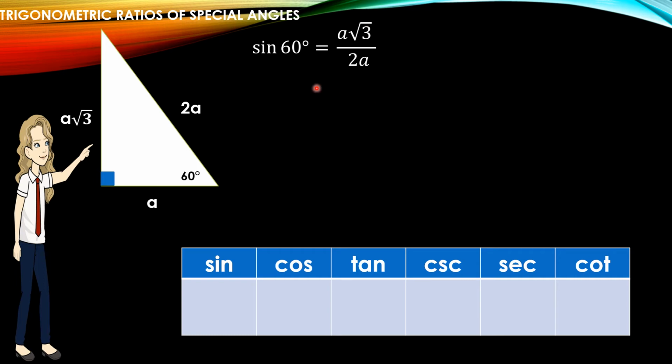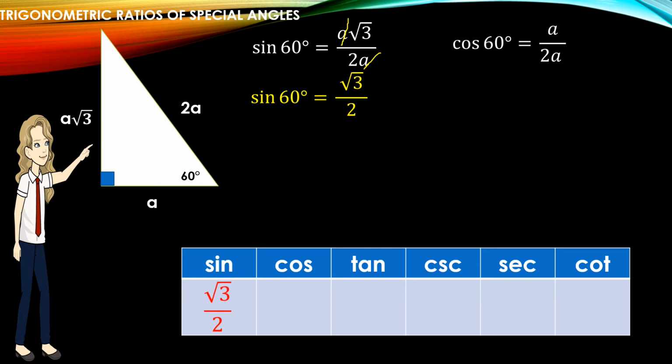Okay, so what is sine 60? We are looking for the 60 degrees. Sine is the opposite over the hypotenuse. So we have A square root of 3 as the opposite and the hypotenuse is 2A. So A square root of 3 over 2A. Then how can we solve that? We have to cancel the A. So the remaining is the square root of 3 over 2. So that is the sine 60 degrees.